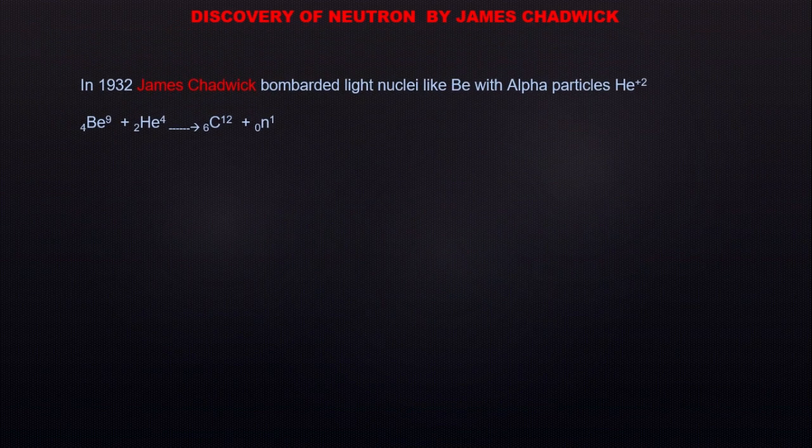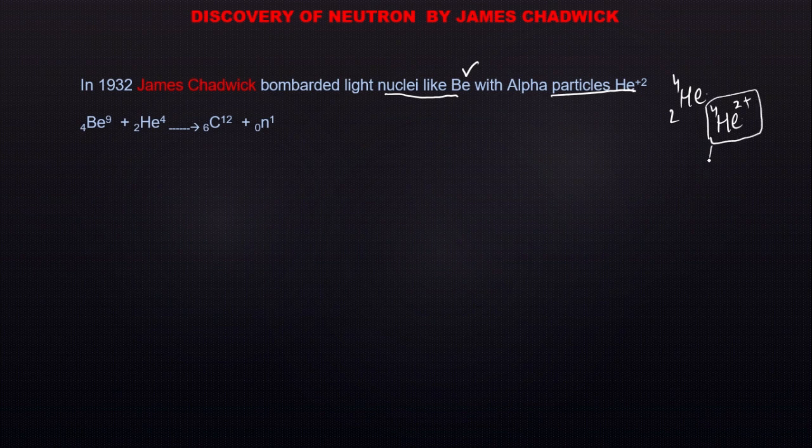Okay, discovery of the neutron by James Chadwick. In 1932, James Chadwick bombarded light nuclei such as beryllium nuclei with alpha particles. An alpha particle is just a helium nucleus. Say we have a helium atom, atomic number 2, mass number 4. So we just remove 2 electrons from the helium atom. It is left with only 2 protons inside its nucleus, and with a mass number equal to 4 because of 2 protons and 2 neutrons. There are no electrons inside this helium nucleus, which is also called an alpha particle, denoted as alpha.